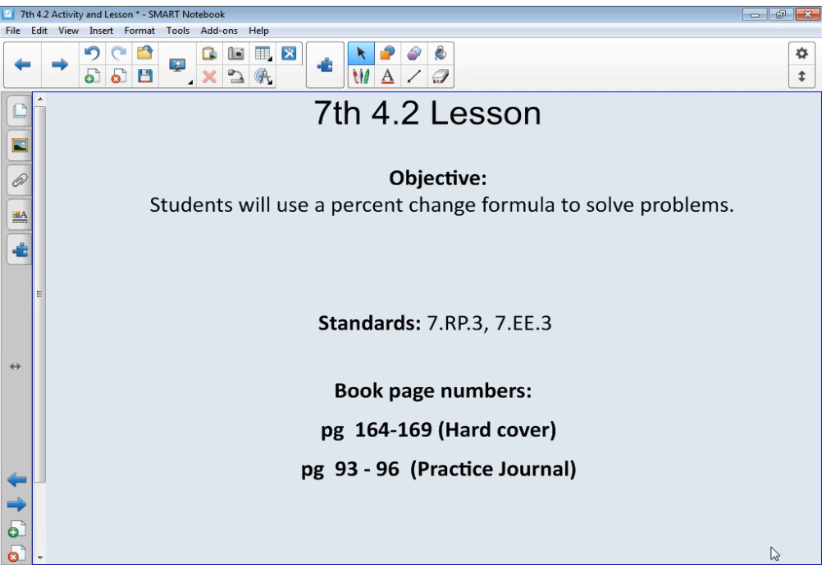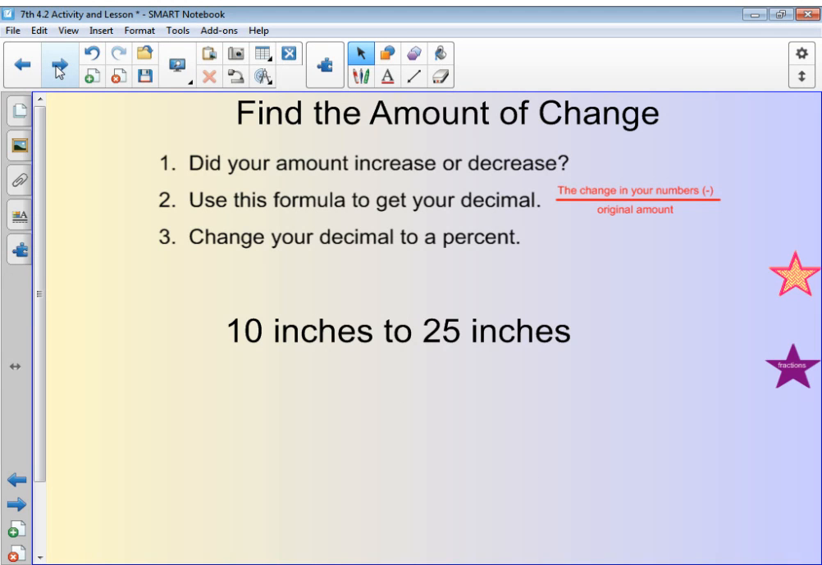Okay, this is 7th grade lesson 4.2. This will be day one. Students will use a percent change formula to find a percent of change. Our standards covered are 7.RP.3 and 7.EE.3. The page numbers out of the hardcover book are 164 through 169, and out of the practice journal, pages 93 through 96. Today we're going to be working with finding the amount of change.